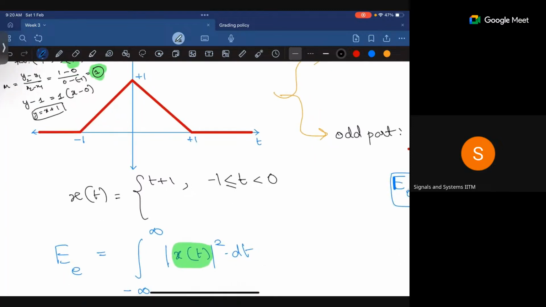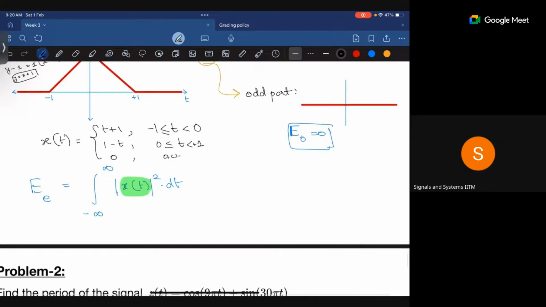Now, how is my signal looking in the interval 0 to plus 1? Again a straight line: y is equal to 1 minus t. Very good. So this will be 1 minus t in the interval 0 to 1, and in other intervals it will be 0. So now this is what we have to substitute in place of x of t.